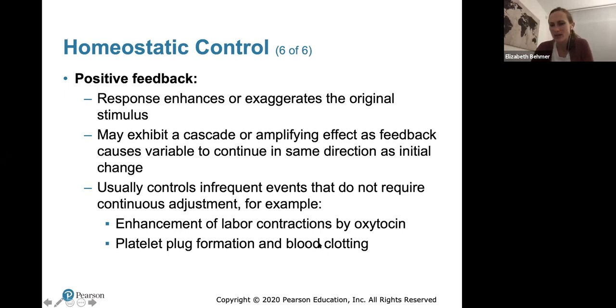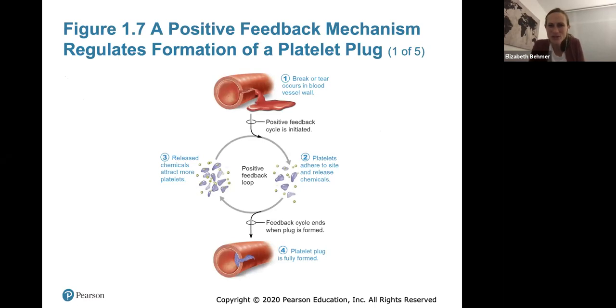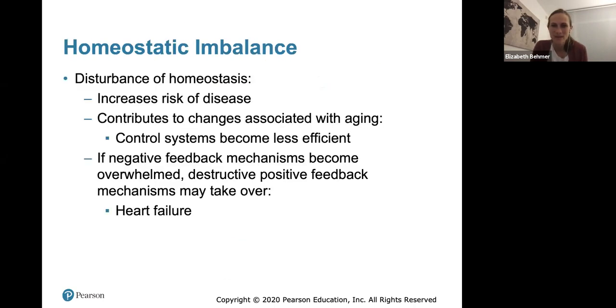Platelet plug formation and blood clotting refers to the clotting of a blood vessel if damage occurs. So here's a look at a positive feedback mechanism regulating the formation of a platelet plug that we talked a little bit about. And this takes you through the 5 steps. Imbalances, disturbance of homeostasis can increase the risk of disease, and this will contribute to changes associated with aging. So when you age, the control systems become a little less efficient. And if negative feedback mechanisms become overwhelmed, destructive positive feedback mechanisms could take over, such as heart failure.